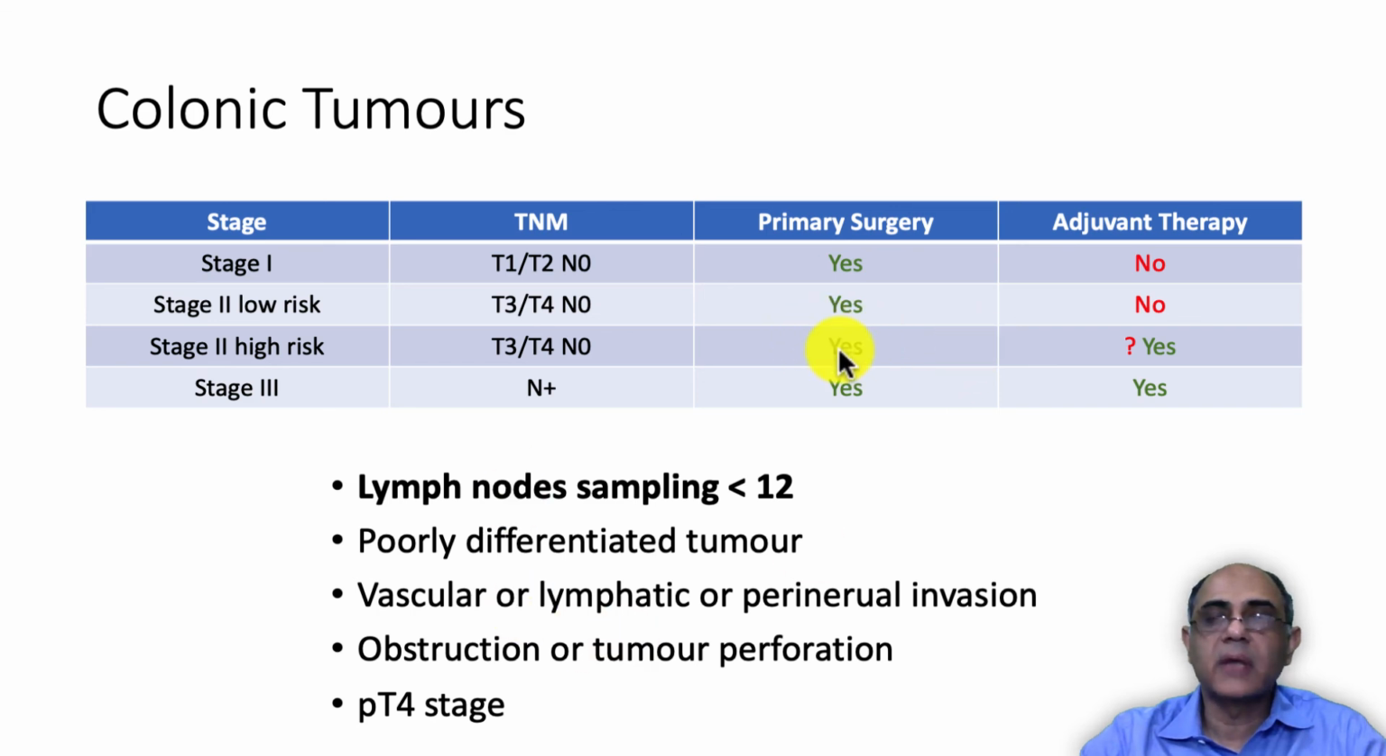What are the high risks? I told you stage 2, there are no lymph nodes involved. So if there are no lymph nodes involved, you do not need any chemotherapy or any adjuvant therapy. But if patient does not have lymph node involved and the biopsy tells you that the tumor is T4, it has gone beyond the serosa, there was obstruction or there was tumor perforation or there was vascular or perilymphatic involvement, or the lymph nodes the surgeon has removed were not enough, then this patient will come up in a high risk group. So for that you need the adjuvant therapy. So presence of lymph node involvement is very important to decide whether the patient will need chemotherapy or not.